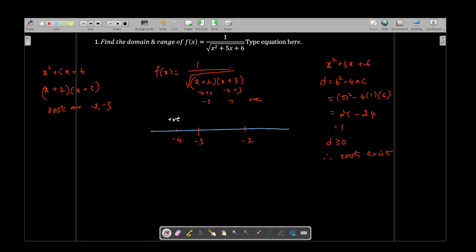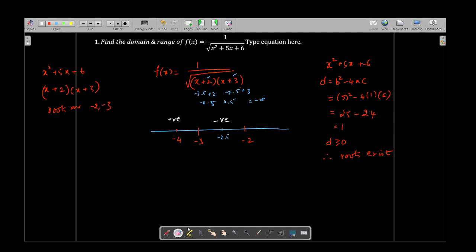Similarly, if you take anything between minus 3 and minus 2, I'll take minus 2.5. Minus 2.5 plus 2, minus 2.5 plus 3. So this is minus 0.5 and this is plus 0.5. One of them is negative, the other one is positive. So which gives a negative result? We cannot have a negative square root number. So in this region between minus 3 and minus 2, it is negative.